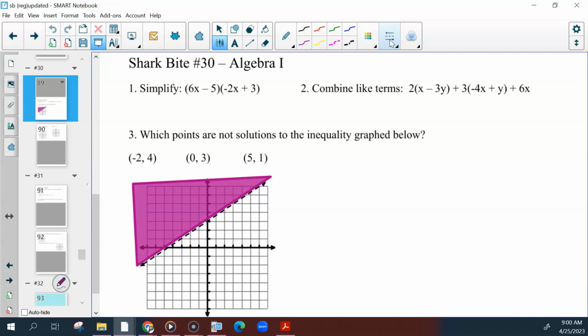Number one, you have to distribute, but distribute twice. So 6x times negative 2x would give us what? Negative 12x. The exponent would change. And then 6x times 3, so positive 18x. Negative 5 times negative 2x, positive 10x. And negative 5 times positive 3. And then combine your like terms.